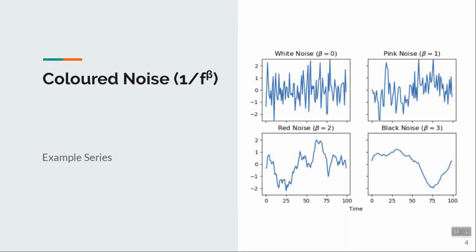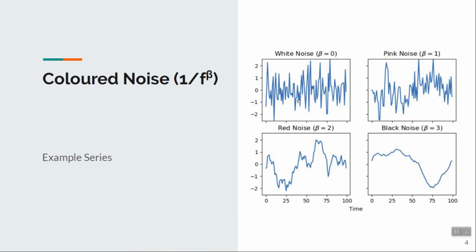So this is what some coloured noise time series from white through to black noise look like. As you can see, as beta increases, the level of what might be called autocorrelation also increases due to the low influence of high frequency sine waves. Essentially, as beta increases, trends and or direction begin to appear in the time series. So when beta equals 2, red noise, this is also sometimes called a random walk.